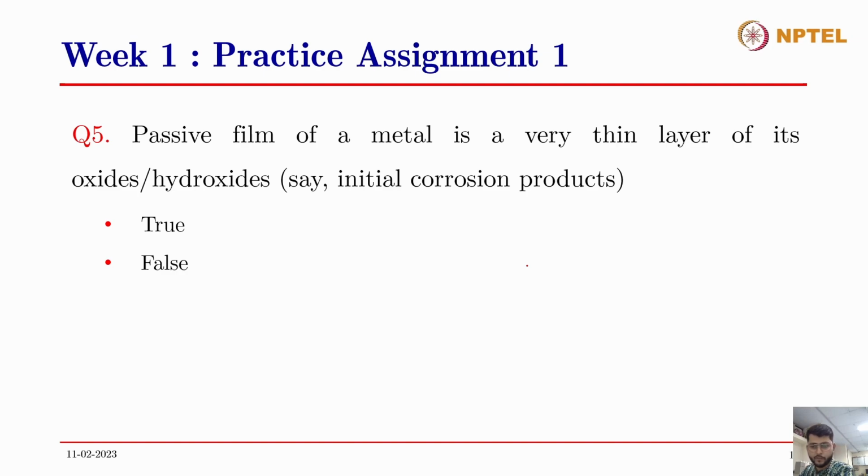All right. Moving on to the fifth question. Passive film of a metal is a very thin layer of its oxides or hydroxides, say initial corrosion products. We have already discussed this. Can somebody answer this question?